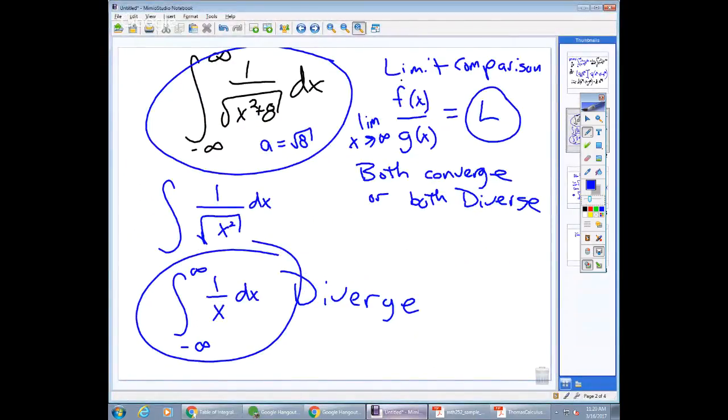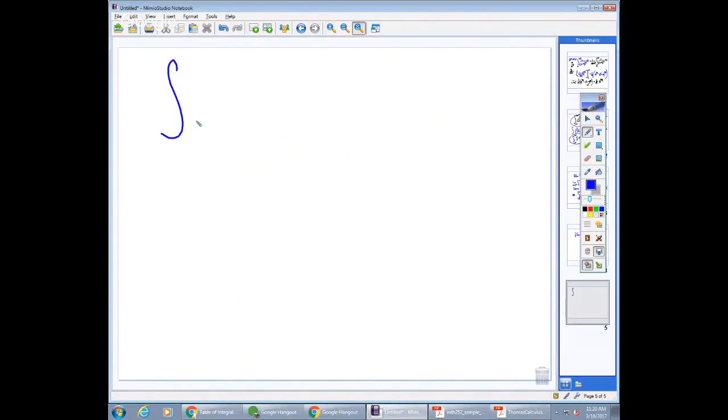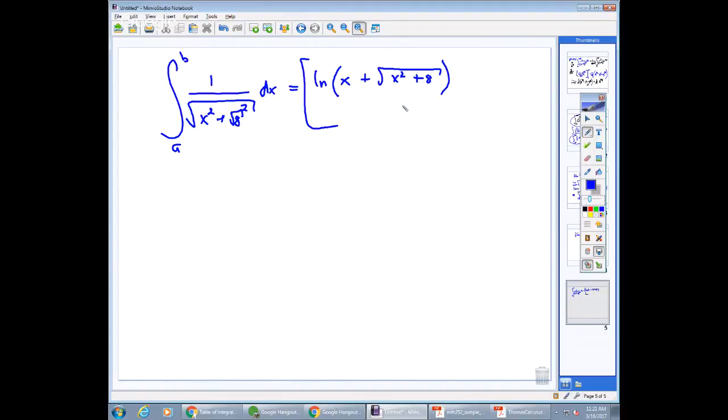New page. So we're going to go from a to b because we legally can't use infinity. Infinity isn't a number. 1 over the square root of x squared plus 8. And I mentioned that if we say a is the square root of 8 and we square it, that gives us our 8 back. And so the formula said take the natural log of u, which in this case is x, plus this same square root, square root of x squared plus 8. That's my antiderivative right there from a to b.